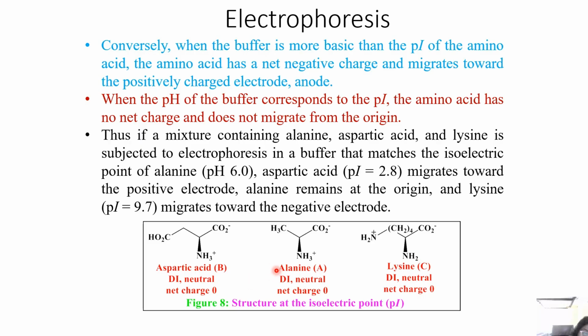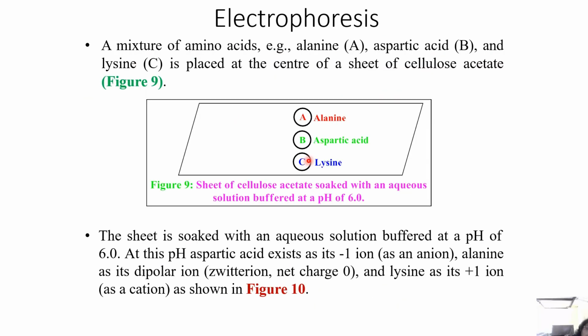Right? Alanine with a net charge 0 will happen at pH 6. Lysine will happen at 9.7 and aspartic acid at 2.8. Now, a mixture of amino acids, alanine, aspartic acid, and lysine is placed at the center of a sheet of cellulose acetate.